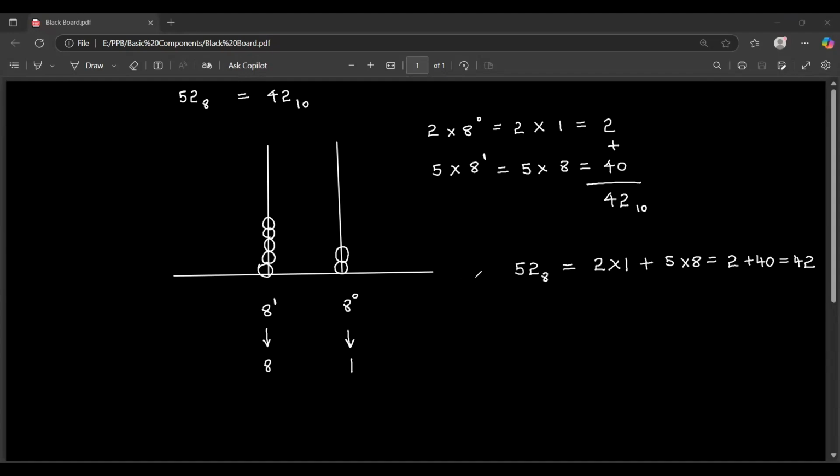You can do it like this, or any other method. That's also fine. Let's say you have 52 to the base 8: you will do 2 into 8 to the power 0, which is equal to 2. Then you will multiply 5 into 8 to the power 1, which is equal to 40. At the end, you will add all this and you will get 42. Any method is acceptable, but drawing an abacus will take time and drawing these arrows will also take time. So try to do it directly.